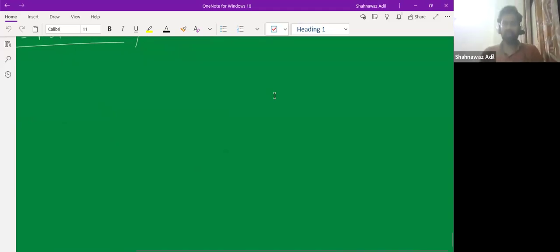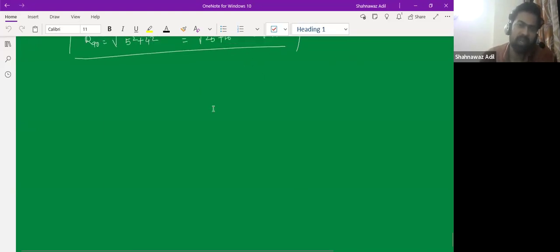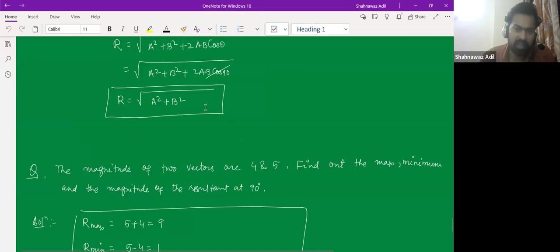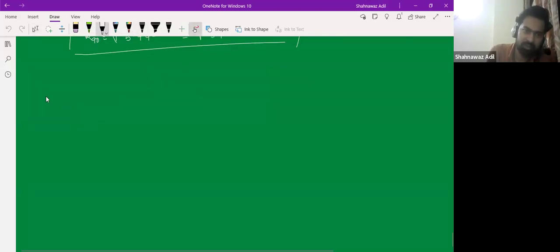So there is this rectangular coordinates. If we have some complicated questions in which we cannot find the resultant in a simpler manner, then we use the idea of resolution of vectors. So this is very, very important. This is called a resolution of vectors.